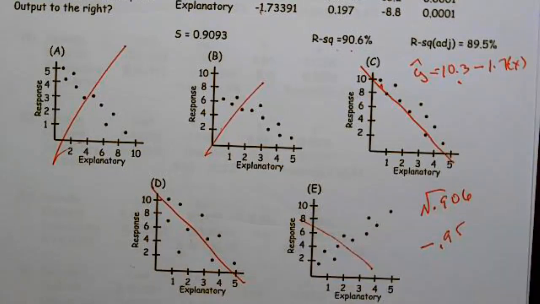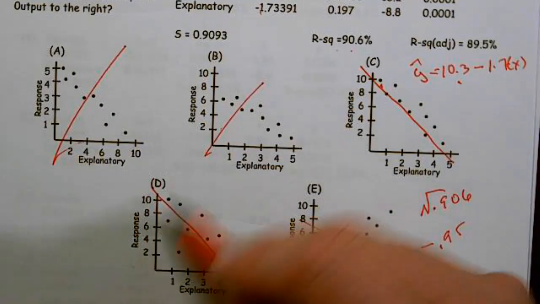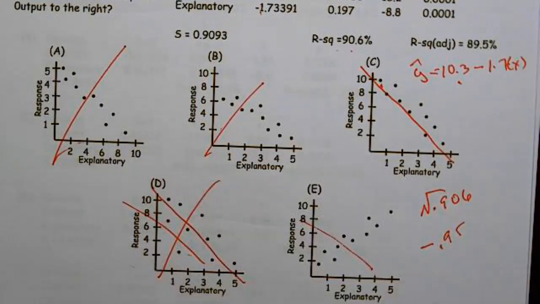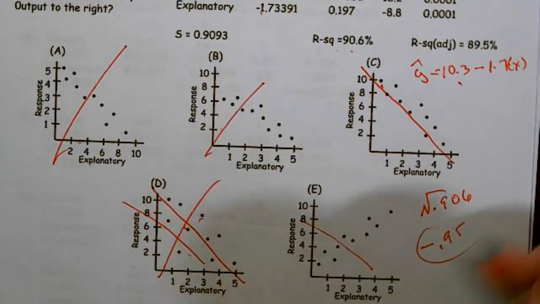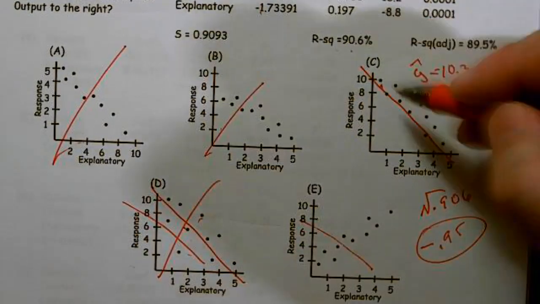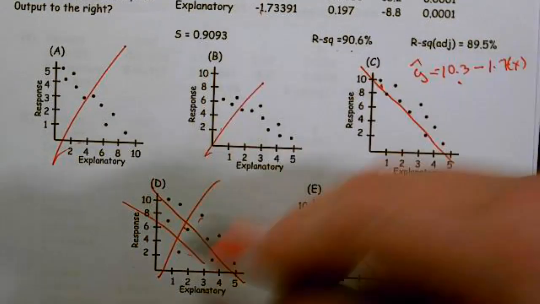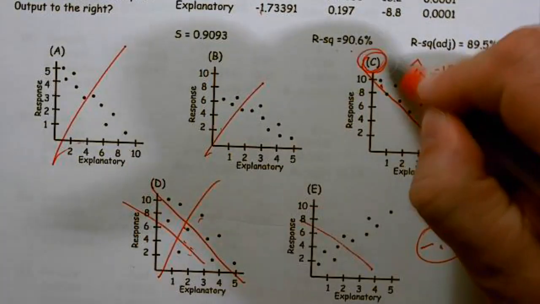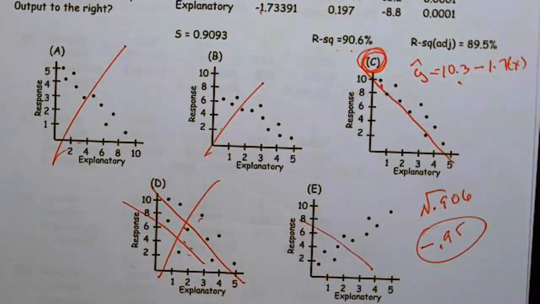When I look at this, the data is pretty close to that line. This one is pretty far away. It's not this one because the data is not that close. This one is the one that has the strong R. This is a strong linear relationship, and this is a weak linear relationship. So my best answer to this one is C.